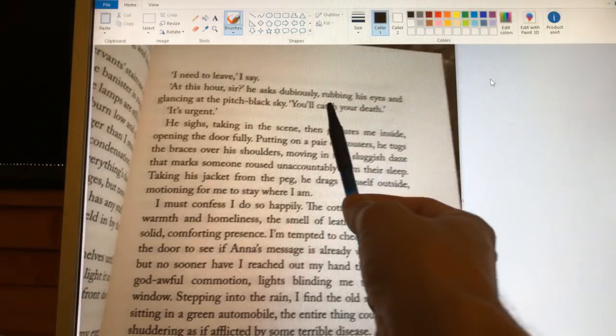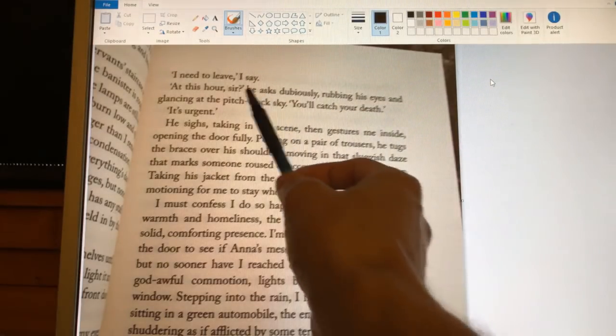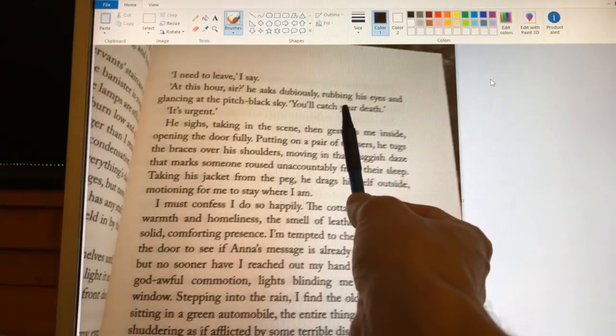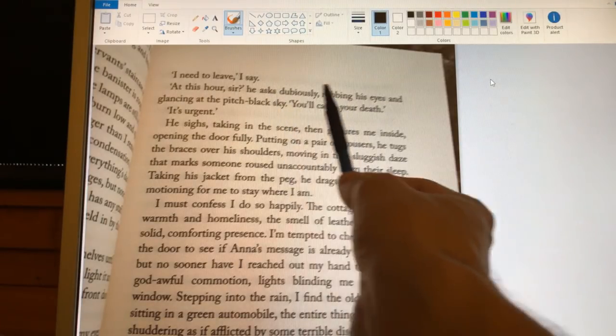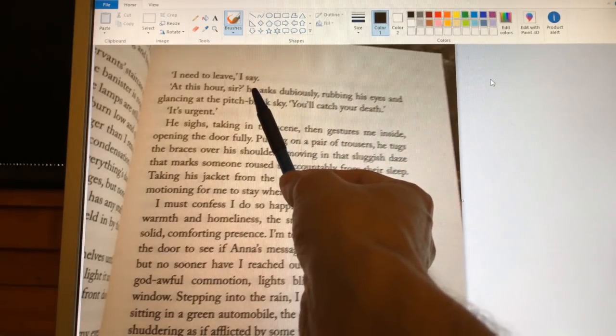And for that reason, rubbing hasn't really got a subject. You can't say he rubbing his eyes. You would need to say he is rubbing his eyes or he was rubbing his eyes. And then you've got a verb with a subject in present continuous or past continuous. But what we have is a participle. It's a verb which doesn't really have a subject because you can't say he rubbing. And so it's an adjective describing the he.